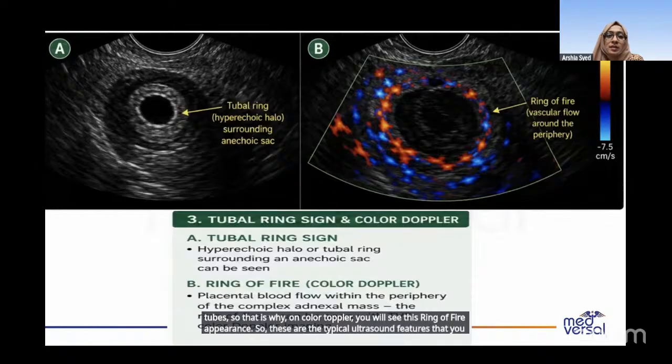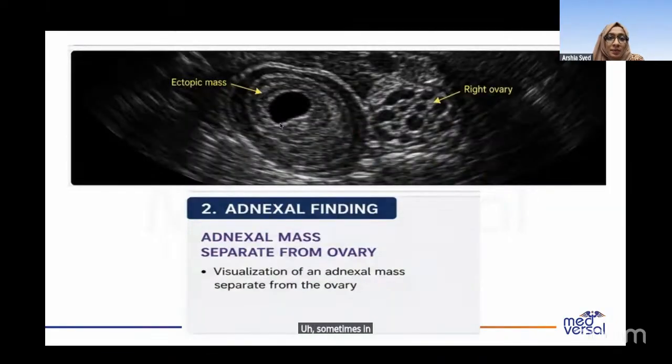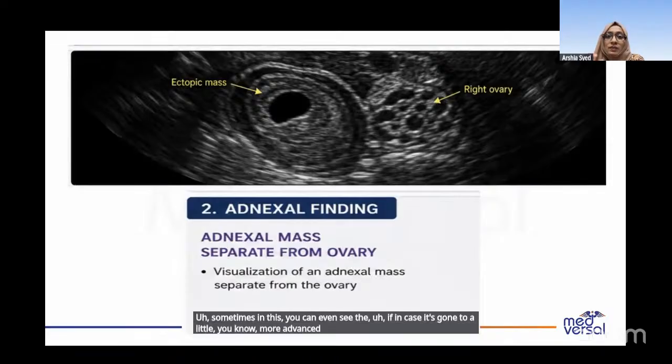So these are the typical ultrasound features that you'll see in a case of an ectopic pregnancy. Sometimes, if it has gone to a little more advanced stage, you can even see a fetus with cardiac activity.